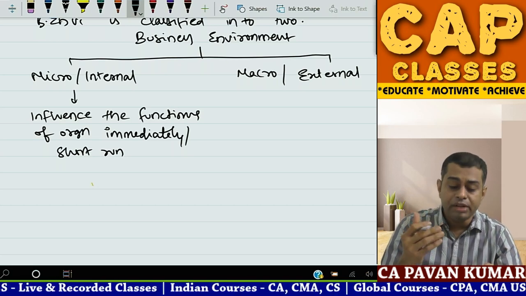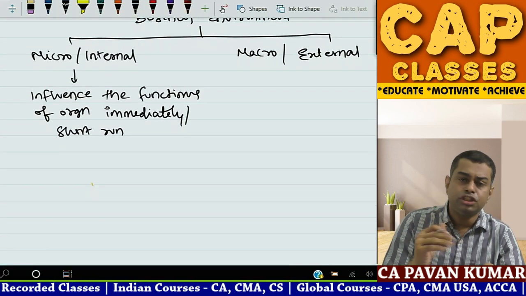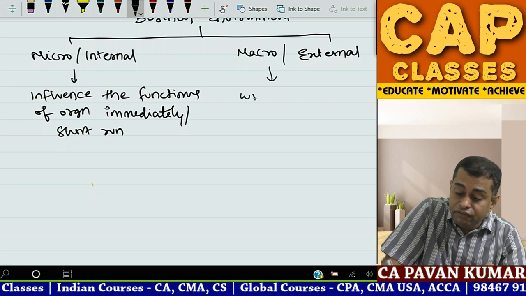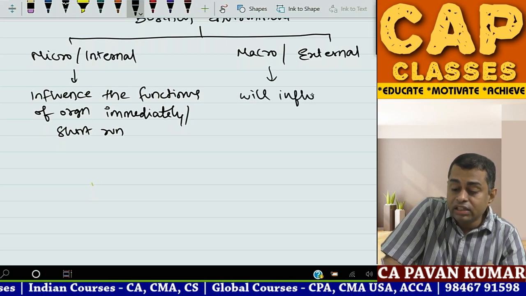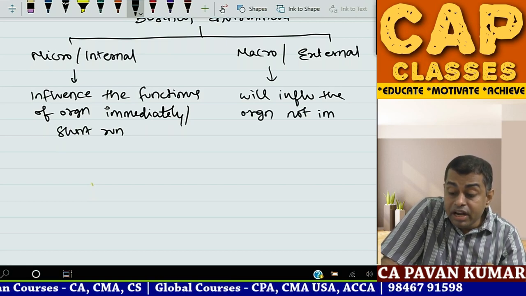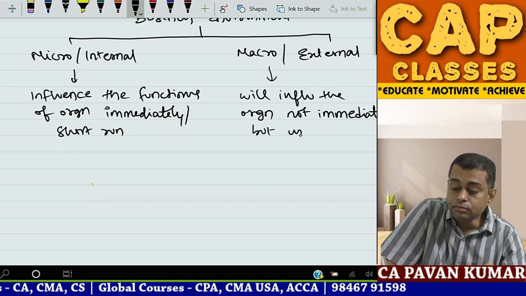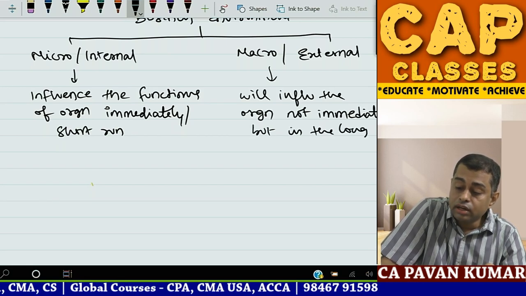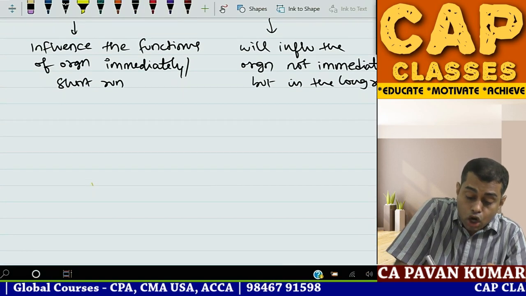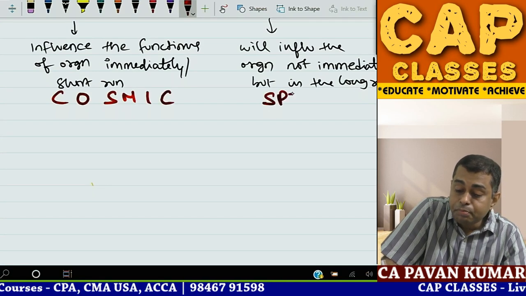Macro or external means that will affect your business at a point of time in the near future or far future. So these will influence the organization not immediately but in the long run. So remember the acronym here. Remember COSMIC.